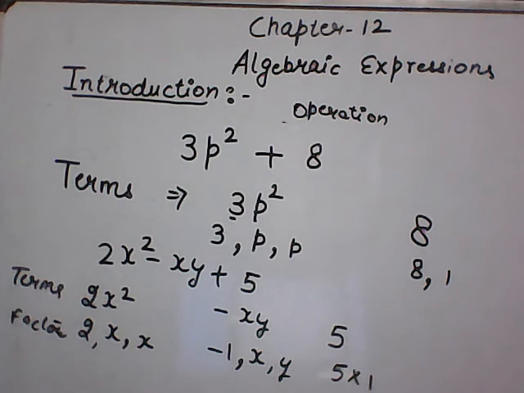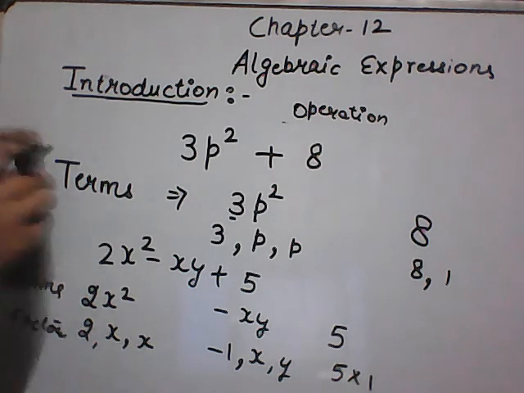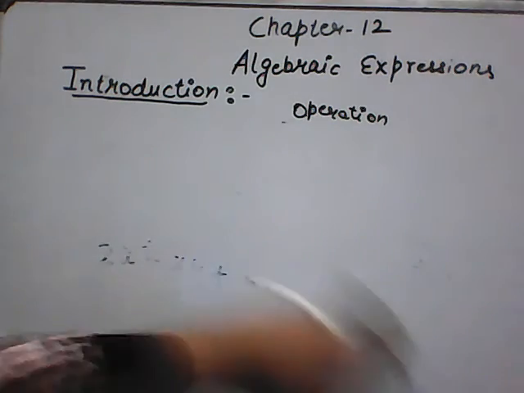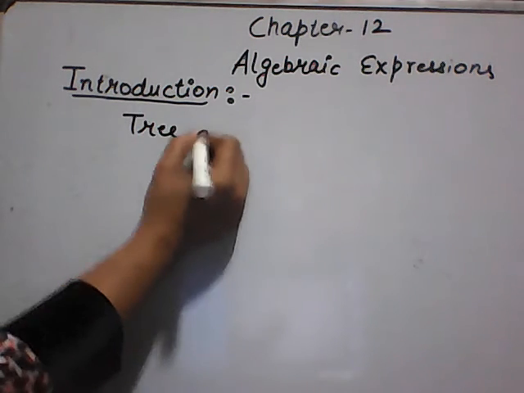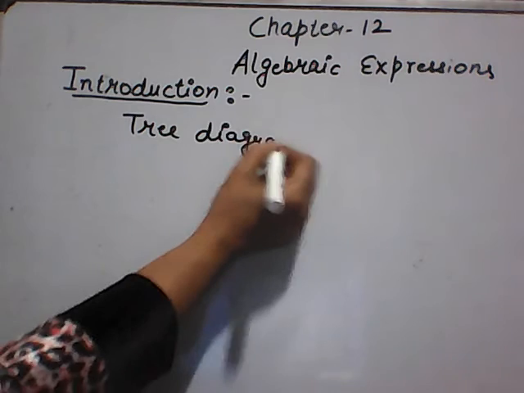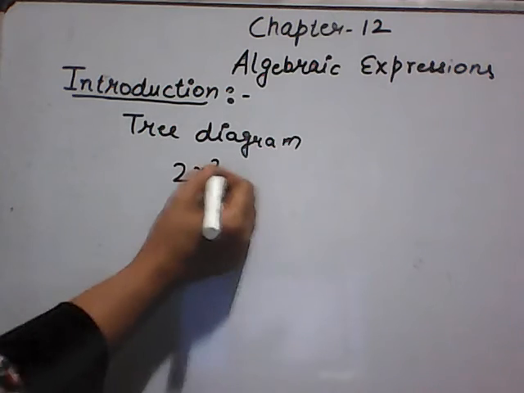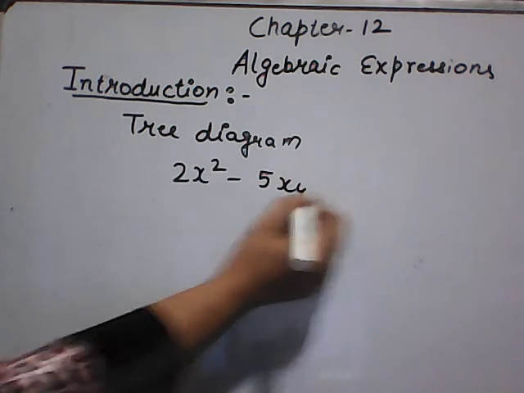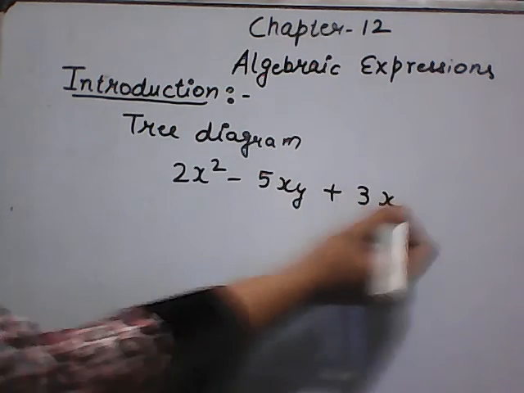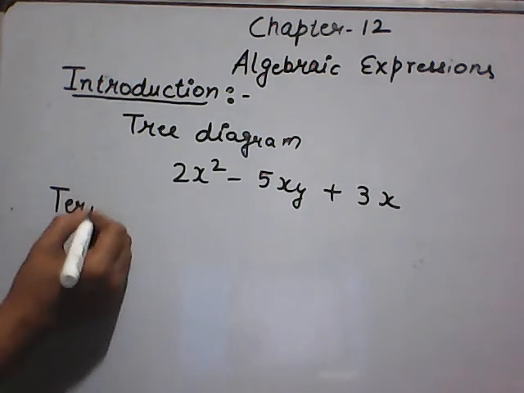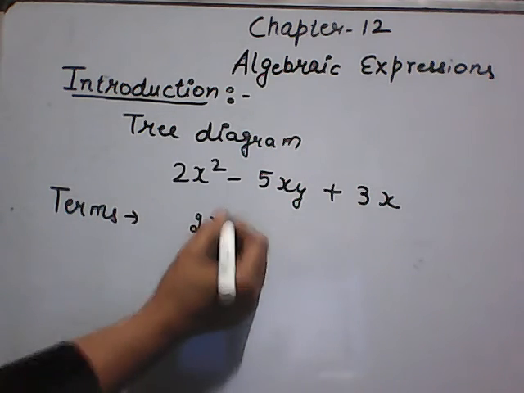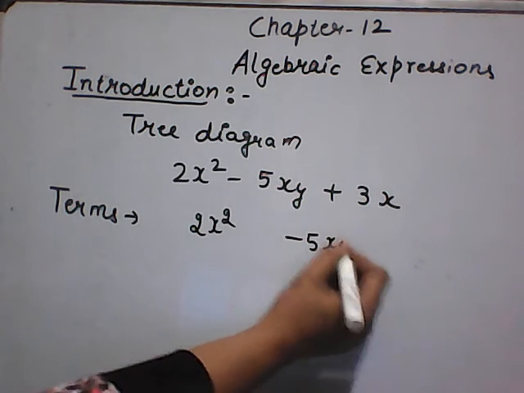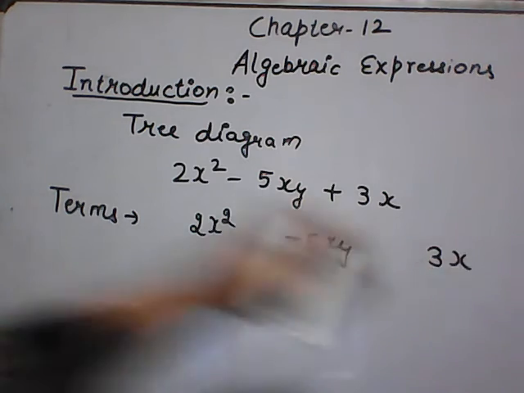Now we can express factors by using a tree diagram. Suppose an expression is given to you, 2x square minus 5xy plus 3x. How many terms are there? There are three terms. What are these three terms? 2x square, minus 5xy and plus 3x. These are the three terms.